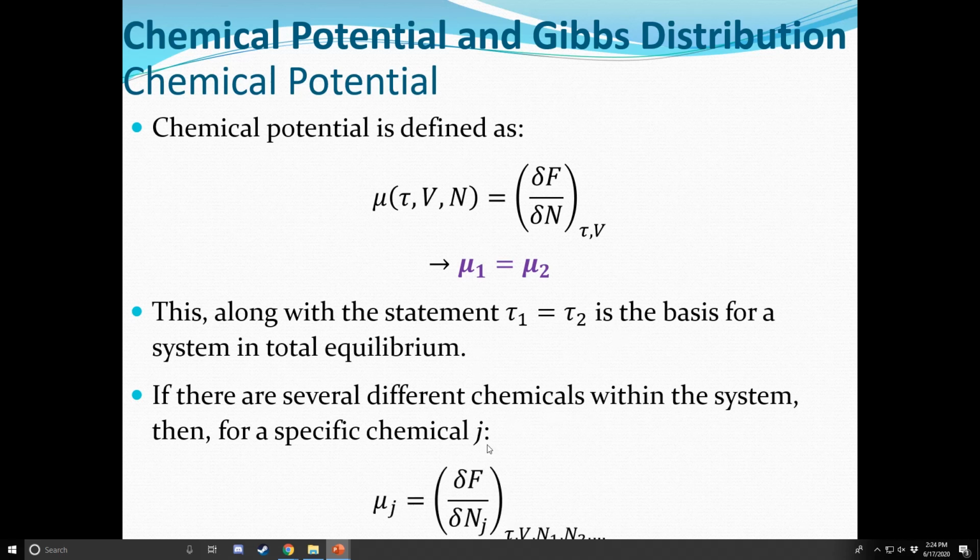Now, what it says here is essentially that if we end up having different chemicals within the system, the chemical potential will just be the same thing, but we would have it be with respect to the number of molecules of that specific chemical. That's pretty much all it's saying.